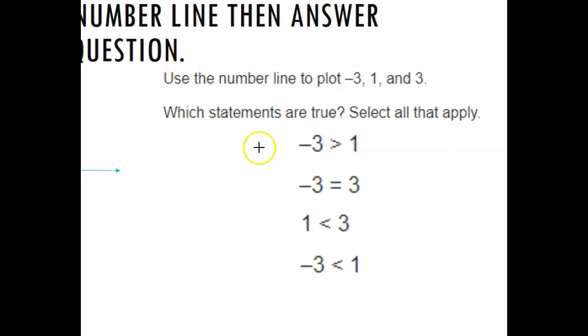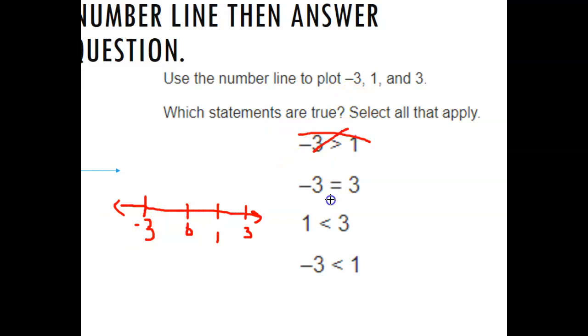All right, so now we're going to discuss what is true. So is -3 greater than 1? And if we look back on our number line that we had plotted, we have -3 here. We got 0 in the middle. We got 1 here. And then we got 3 here. We notice -3 is to the left of 1. So -3 would not be greater than 1.